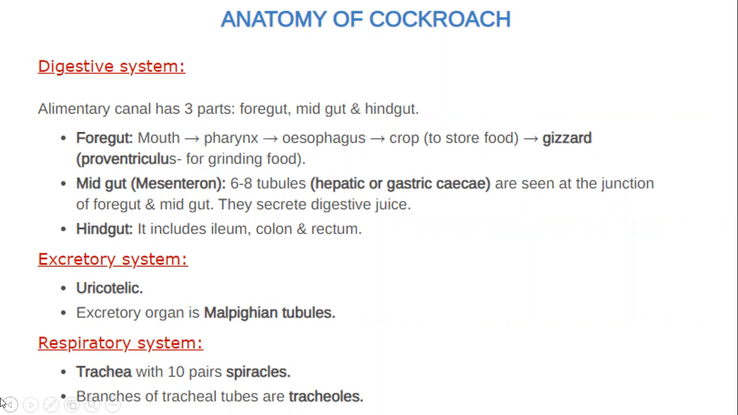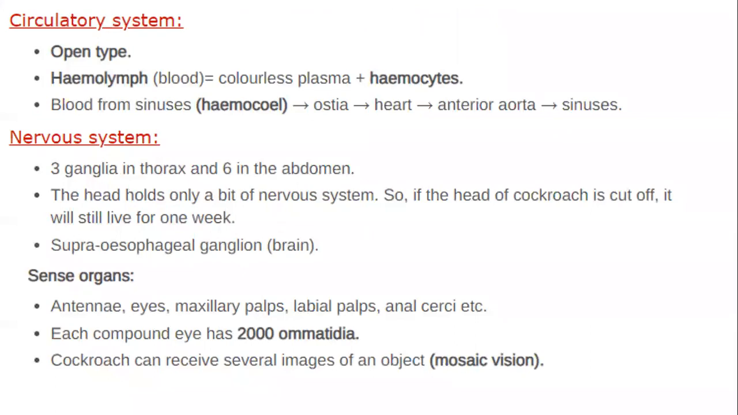Excretory system. They are uricotelic, that is, they mainly excrete uric acid, therefore they are known as uricotelic. Their excretory organ is Malpighian tubules, and their respiratory system is trachea with 10 pairs of spiracles, and branches of tracheal tubes are tracheoles. Circulatory system is open type.